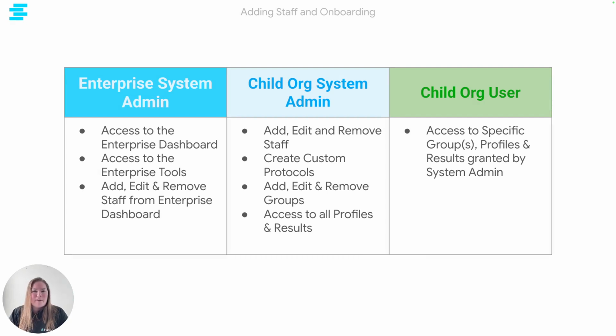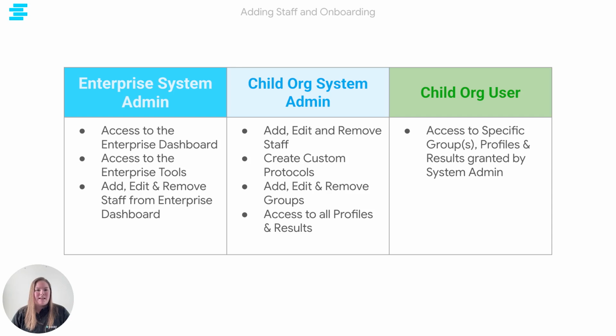The Child Org System Admin have the ability to add and remove staff and customize settings within the Child Org. Most importantly, they have access to all the groups and profiles within that Child Org. A Child Org user needs to be added to specific groups within the Child Org by a system admin. As the system admin adds groups to Sway, they also need to update the user's access. Lastly, Enterprise System Admin have access to it all.